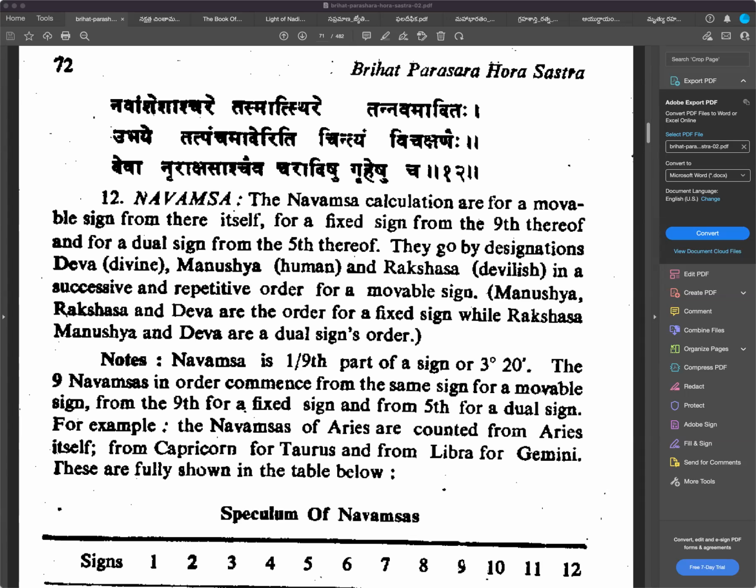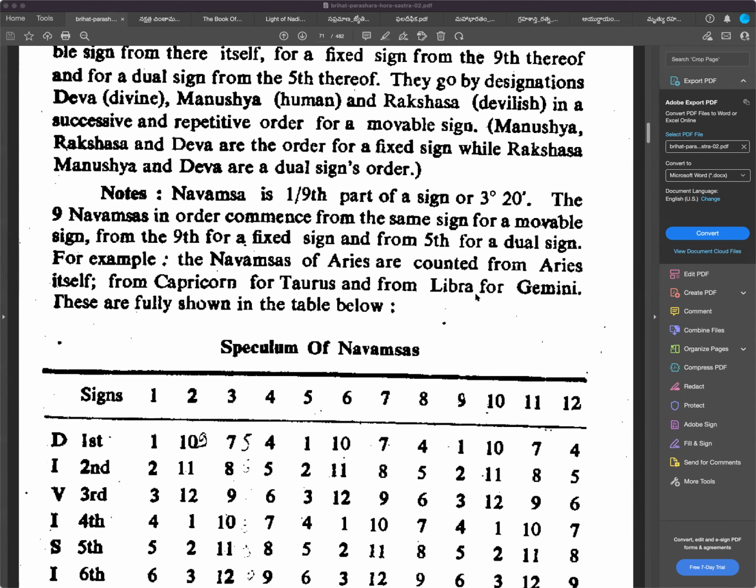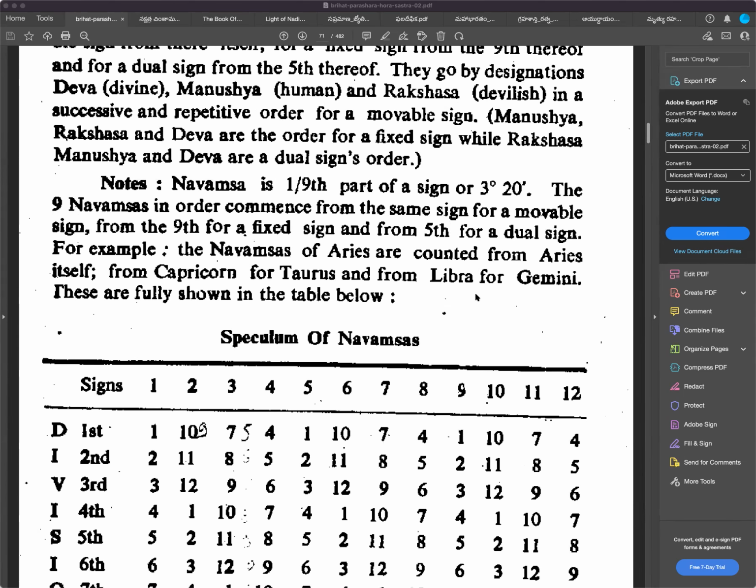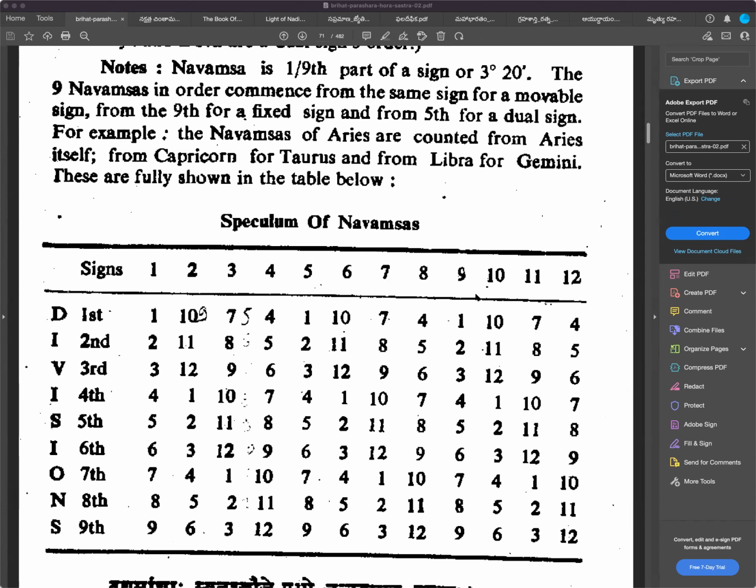Notes. Navamsha is one-ninth part of a sign, or 3 degrees 20 minutes. The nine Navamshas in order commence from the same sign for a movable sign, from the 9th for a fixed sign, and from the 5th for a dual sign. For example, the Navamshas of Aries are counted from Aries itself, for Taurus from Capricorn, and for Gemini from Libra. These are fully shown in the table below.